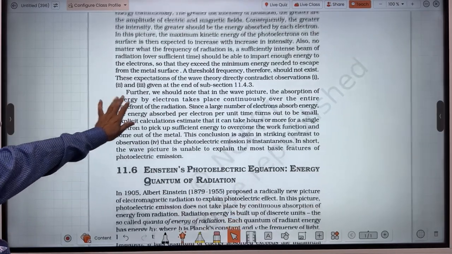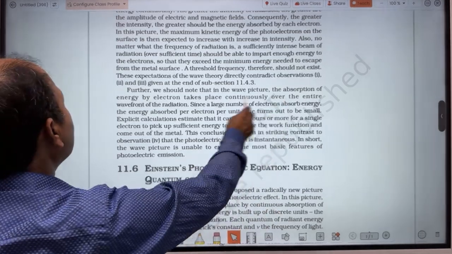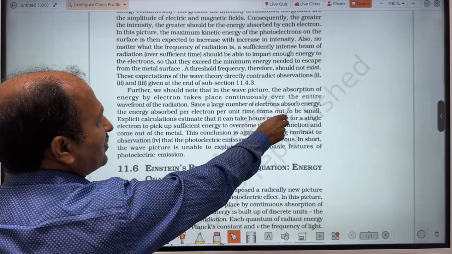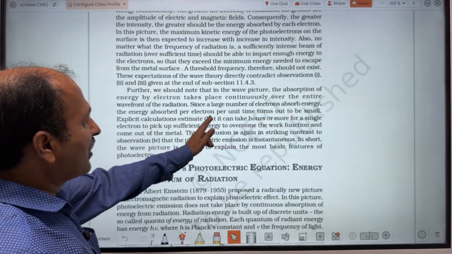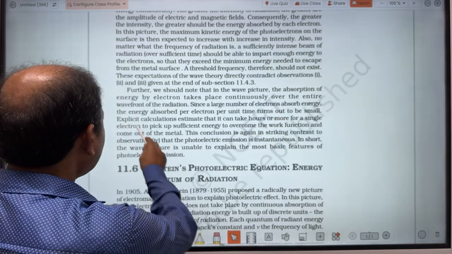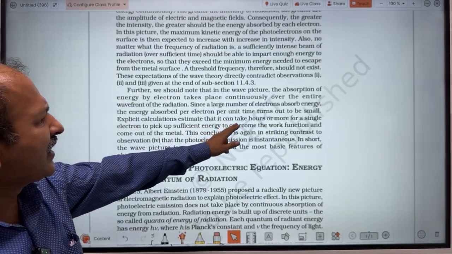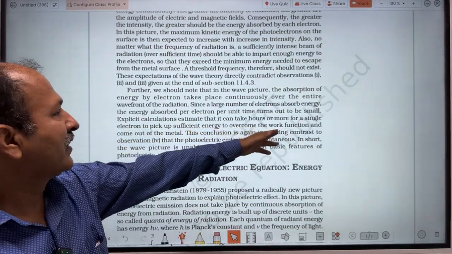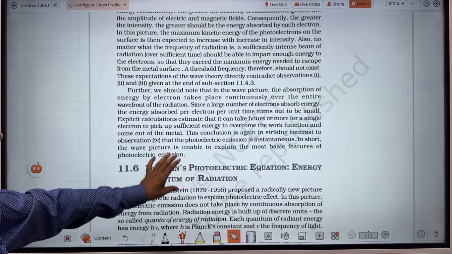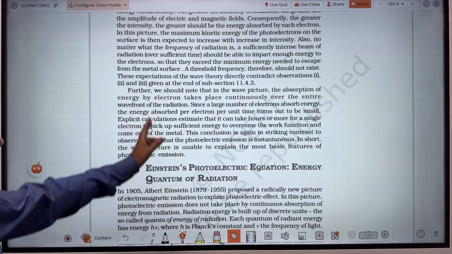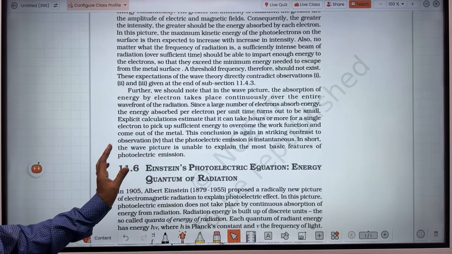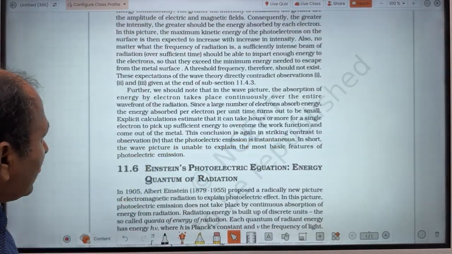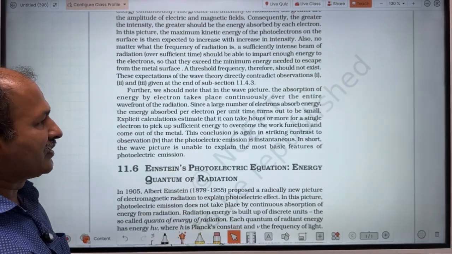And further, we should note that in the wave picture, the absorption of energy by an electron takes place continuously over the entire wavefront of the radiation. Since a large number of electrons absorb energy, the energy absorbed per electron per unit time turns out to be small. Explicit calculations estimate that it can take hours or more for a single electron to pick up sufficient energy to overcome the work function and come out of the metal. Here, there must be a time lag according to this concept, but as we have observed, the time lag is very, very small, as small as 10 power minus 9 seconds. This conclusion is again in striking contrast to observations that the photoelectric emission is instantaneous.